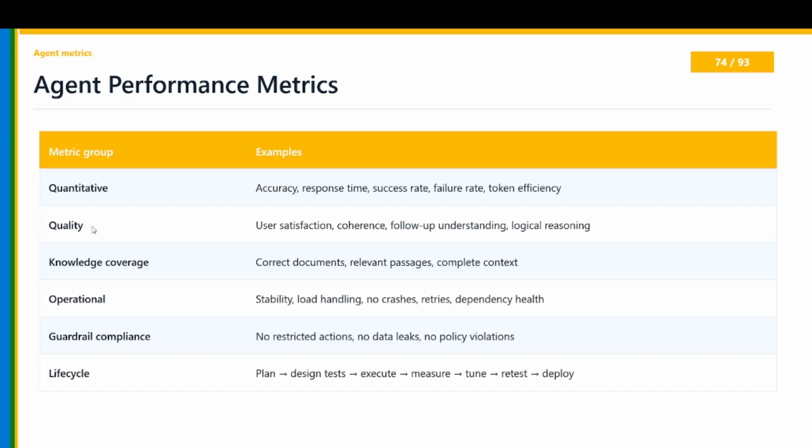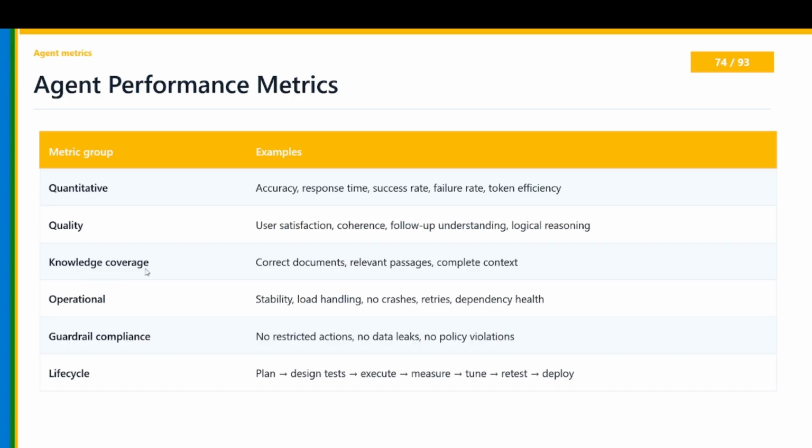Examples of quality metrics that you should collect are user satisfaction and coherence. Coherence is a measure of fluency, or how accurately the agent is performing. Then we have follow-up understanding and logical reasoning. This is the logical reasoning of the agent, which is using an LLM-based model. To determine how intelligent the agent is, you have to determine the level of intelligence of the base model.